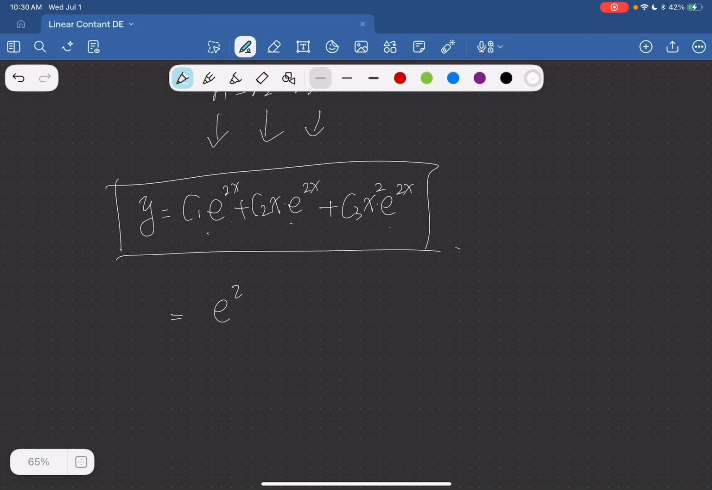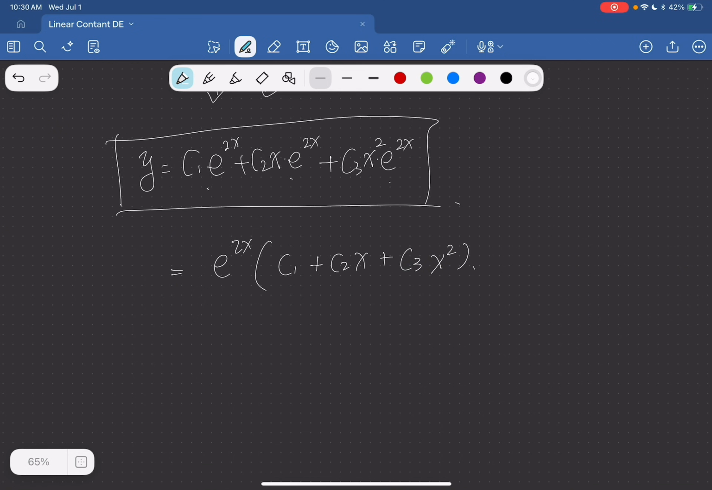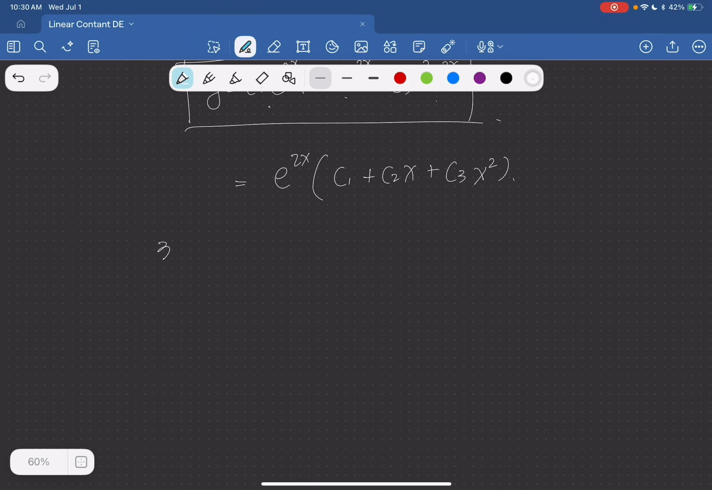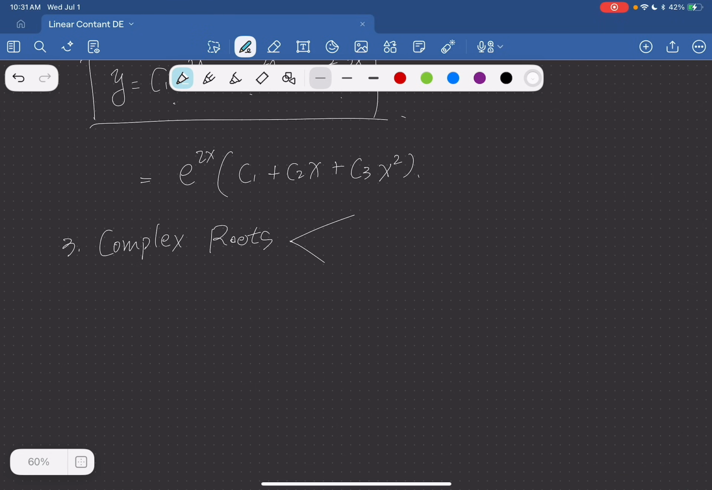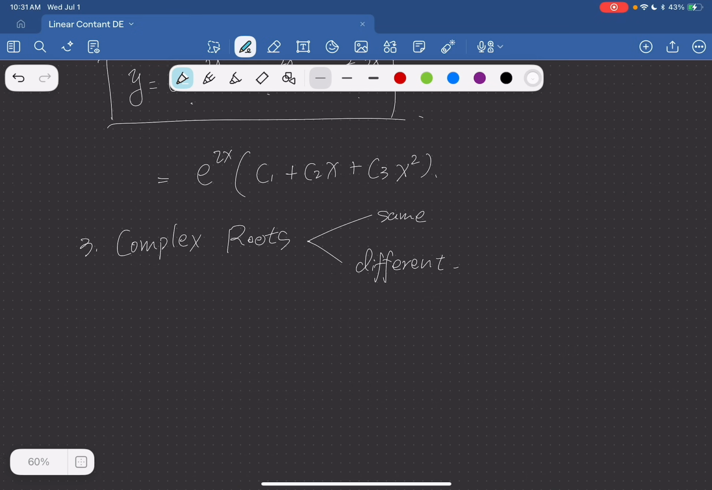And if you want, you can factor out the common term, e to the power 2x, and you can get something like this. All right, so the third situation is when you have the complex roots. And you can imagine there are also two subconditions, if they are the same or if they are different. So let's talk about if they are different.